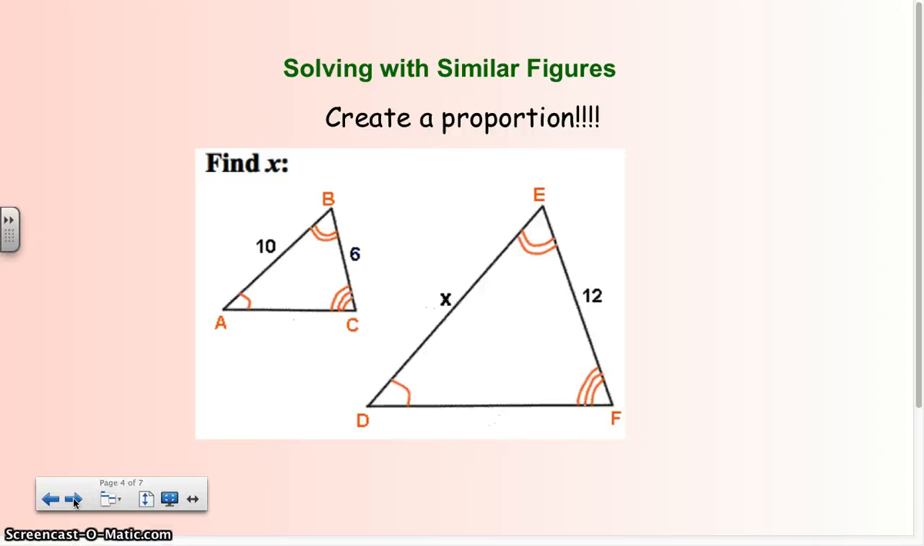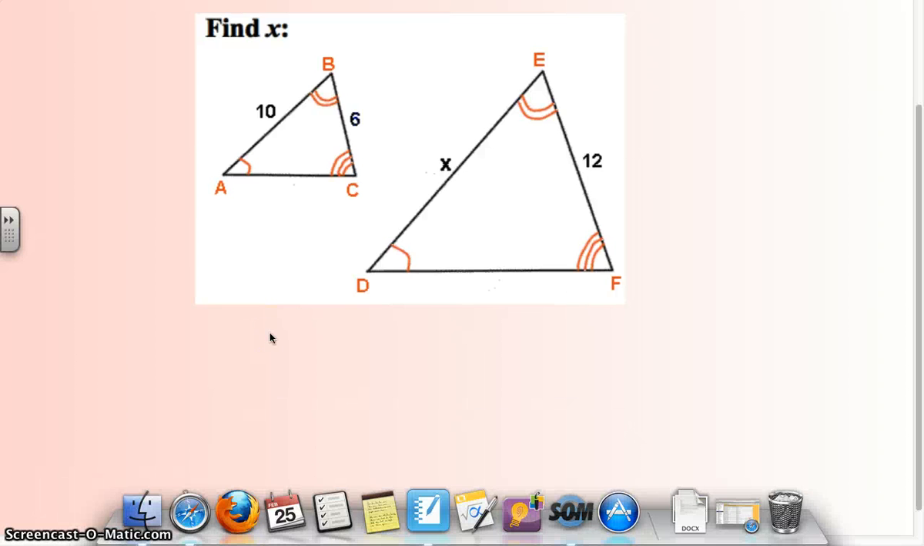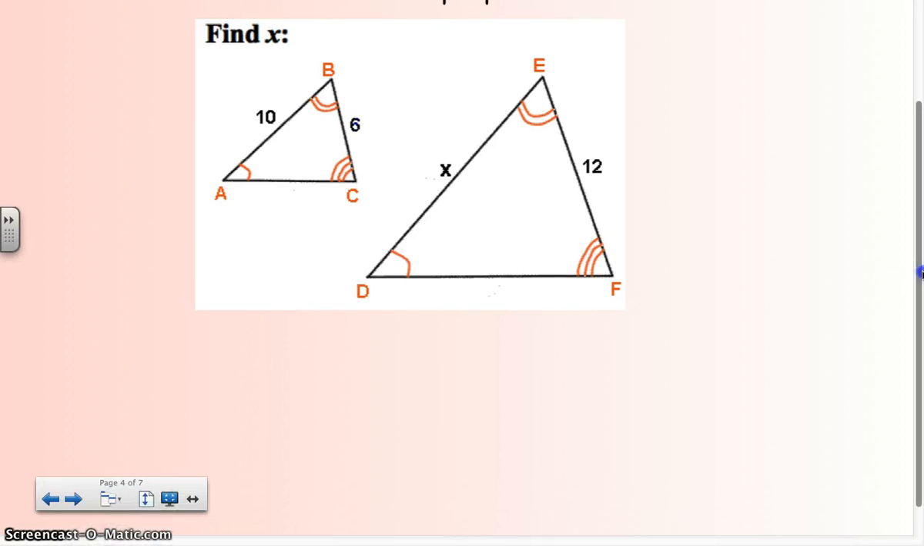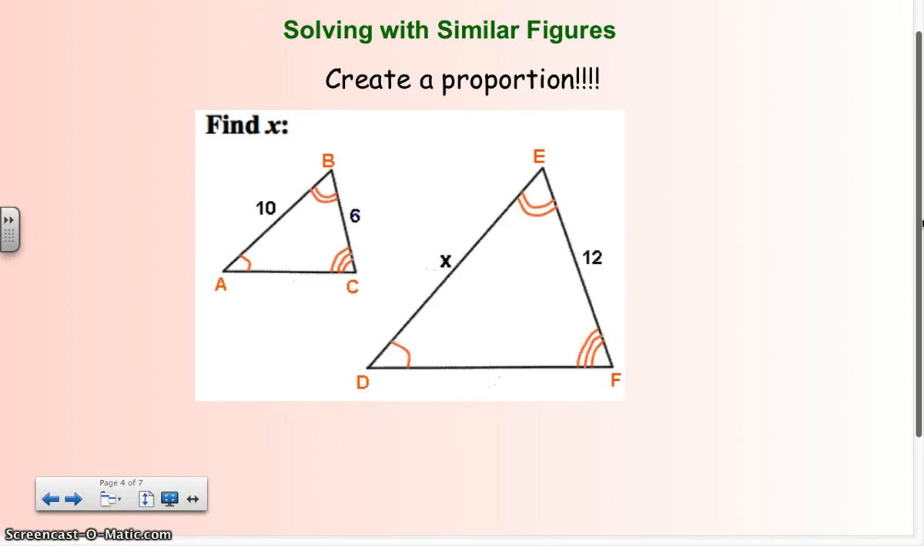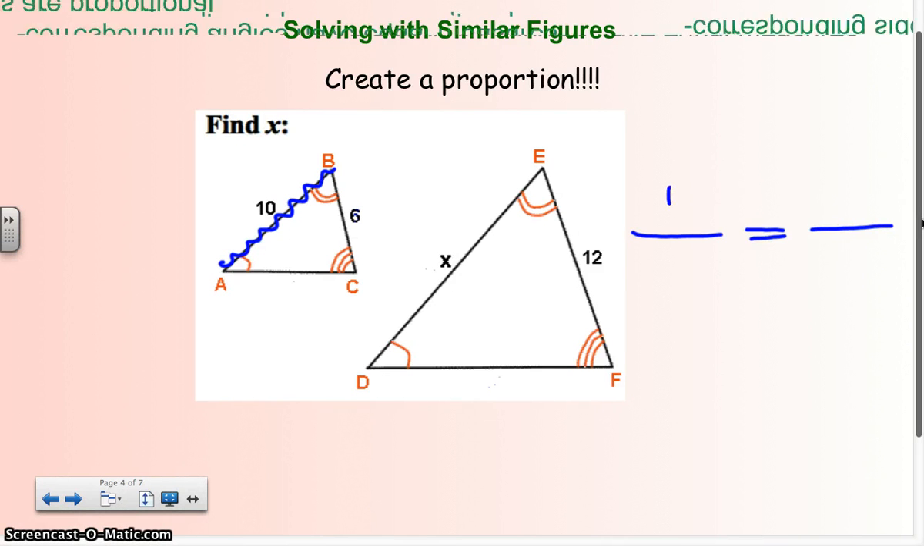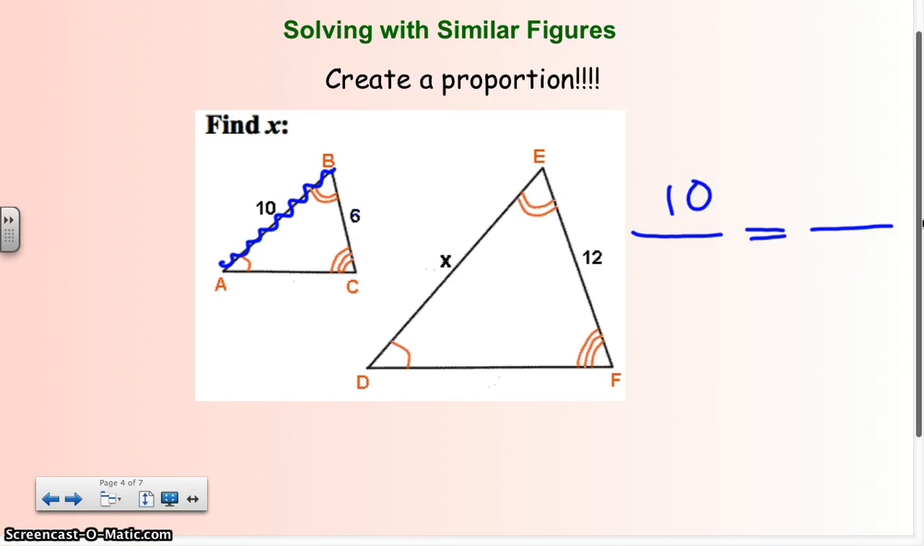Do you write the pictures too? All right, when I solve for similar triangles, my goal is to always create a proportion. So I always just write a skeleton proportion. It says to find x. Well, let me start with side lengths I know. I say 10 is to what? X, right? 10 is to x.